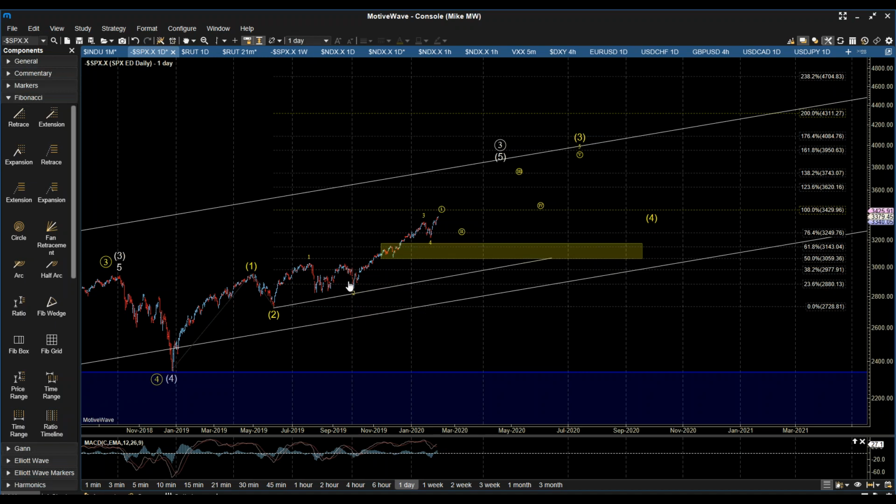Honestly, it's really tough. This is really an unusual and tough structure. We don't typically see a C wave truncate above the start of the A wave. So that's a tough part of the count. But given how far we've extended here, we really have to allow for that to be the case. So we've got our wave 1 and our wave 2, then our 1 and then our 2.